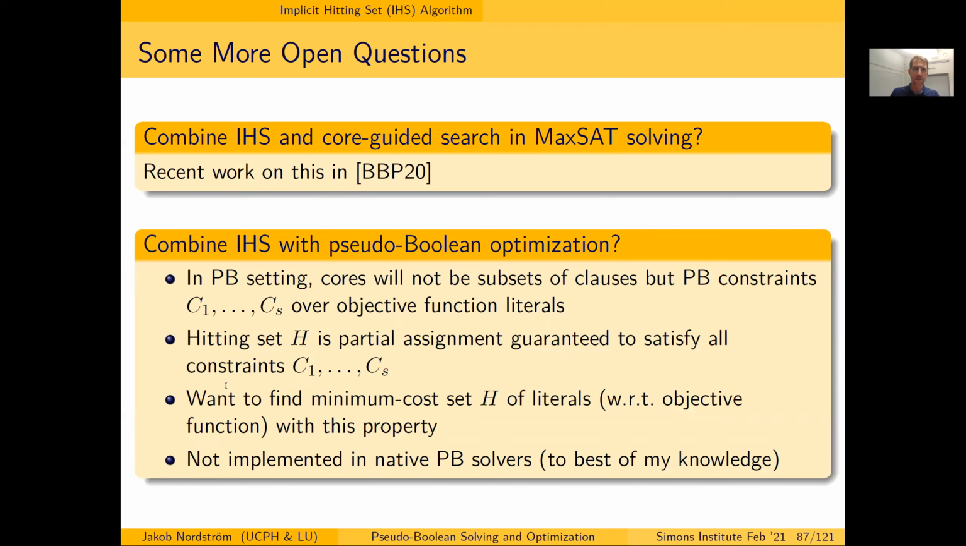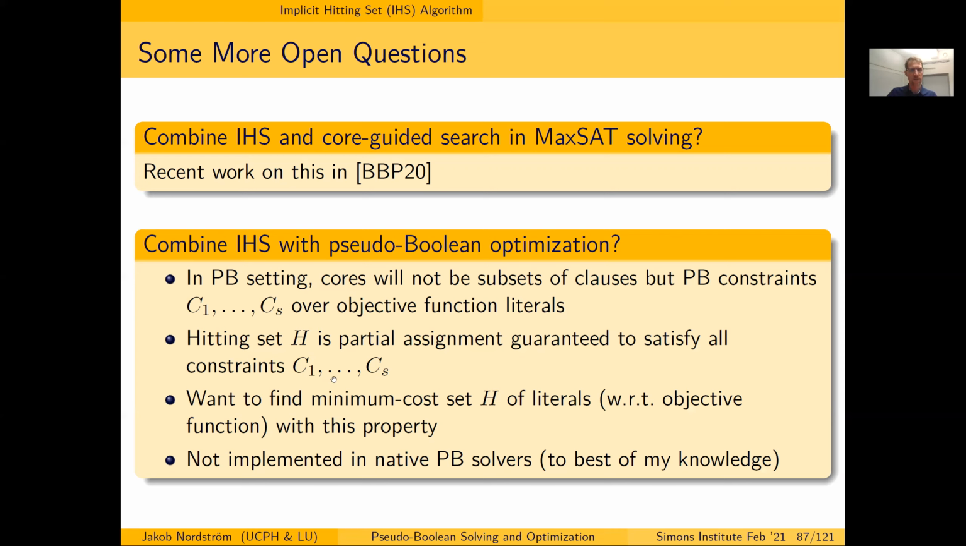Another idea is to think about whether you can do implicit hitting set for general pseudo-Boolean optimization. Now remember that we don't have cores and soft clauses here. We just have an objective function and literals. So the so-called cores will just be learned pseudo-Boolean constraints over literals in the objective function. So then what is a hitting set? Well, a hitting set will be a partial assignment that is guaranteed to satisfy all of these constraints.